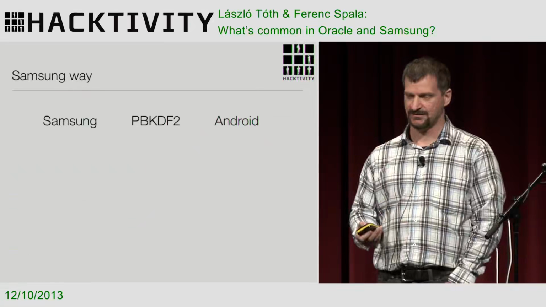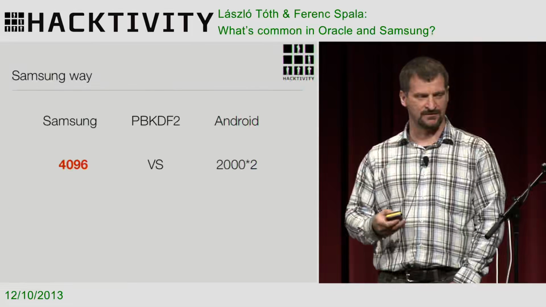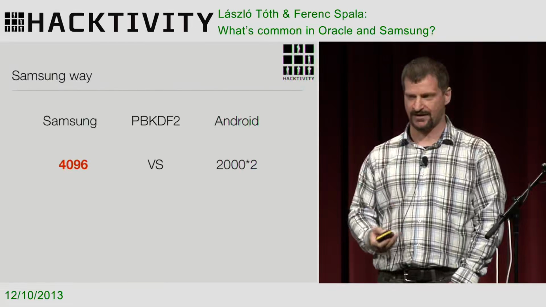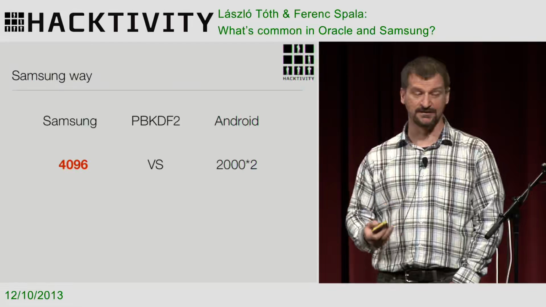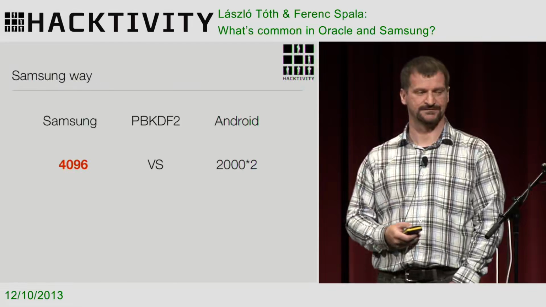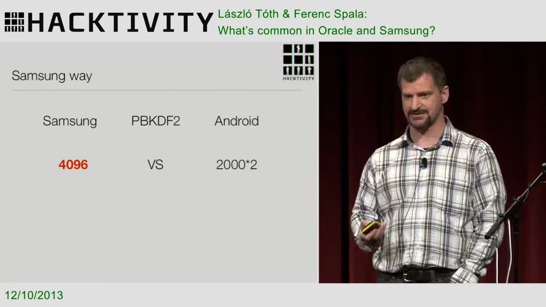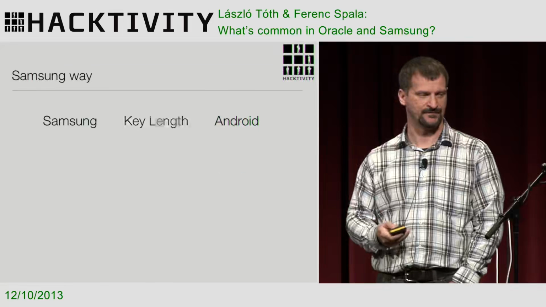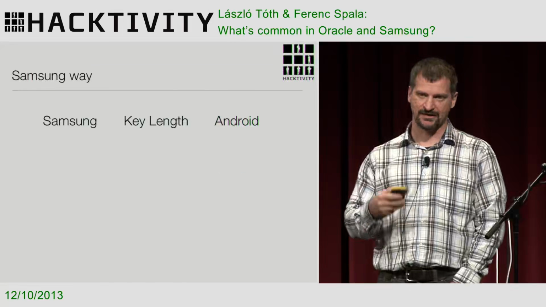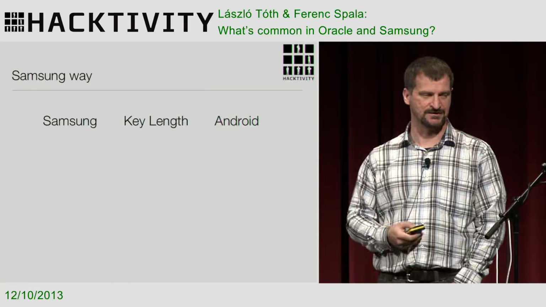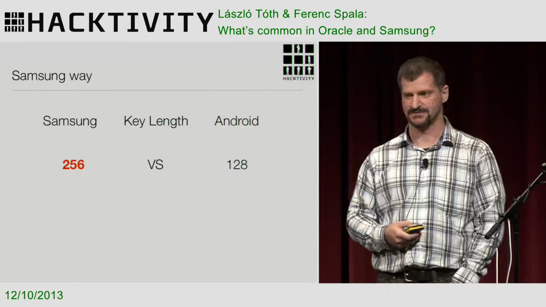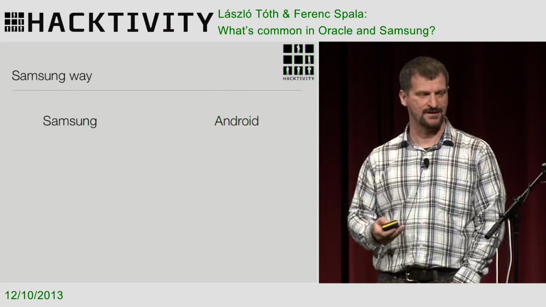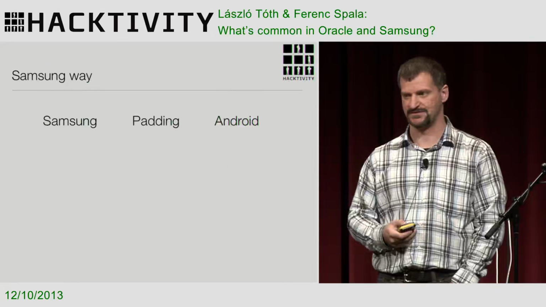In case of the key derivation, the theoretical number of cycles is bigger in case of Samsung. And Samsung uses SHA-256, like Android uses SHA-1. And the key length used to encrypt the actual encryption keys is longer in case of Samsung. So it's 256. And the padding is used for something.